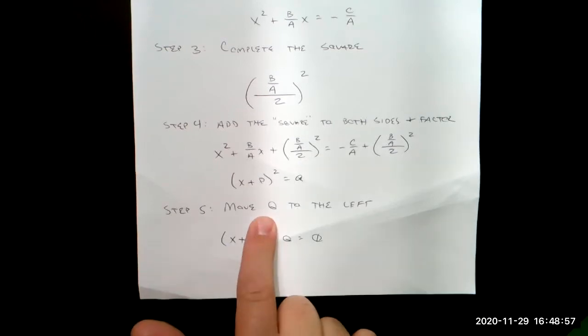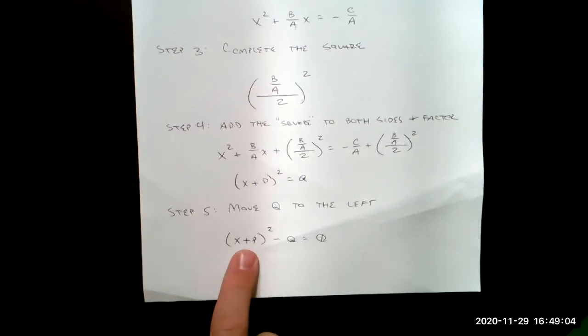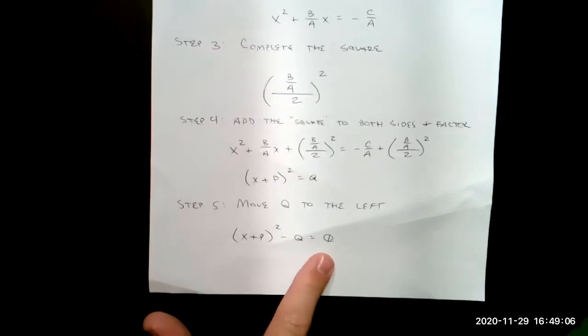And then move Q back over to the other side of the equation. So again, now it's in vertex form. X plus p squared minus q equals 0.